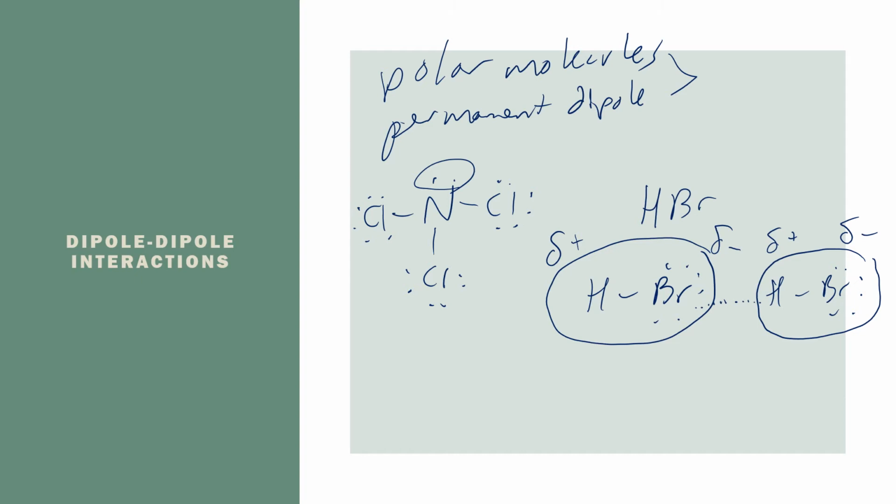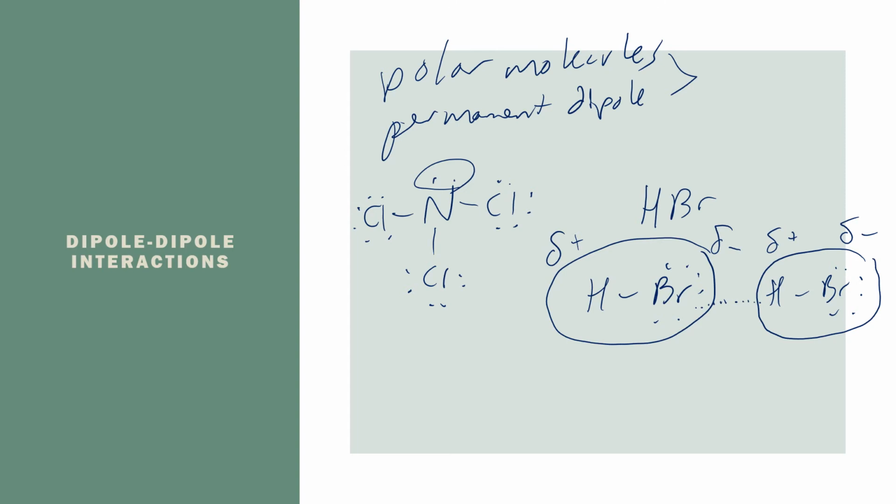It's typically much stronger than a London dispersion force. The only scenario where you would see London dispersion being stronger is if you have a very, very large molecule that's really polarizable. Those London dispersion forces could be stronger than a dipole-dipole interaction. But usually they'll have to give you information to help you support that.